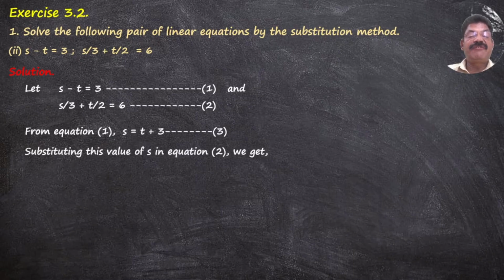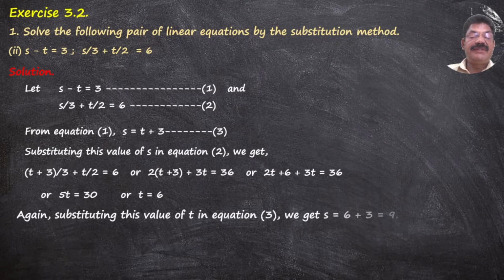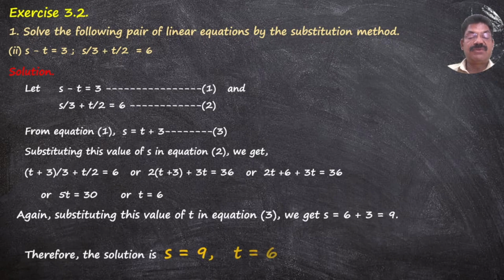Putting this value of s in equation 2, we get (t + 3)/3 + t/2 = 6. When you simplify, you get t = 6. Putting this value of t = 6 in equation number 3, you get s = 6 + 3, which is equal to 9. Therefore, the solution is s = 9, t = 6.